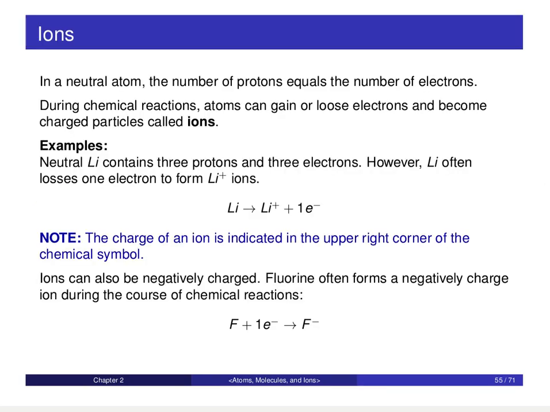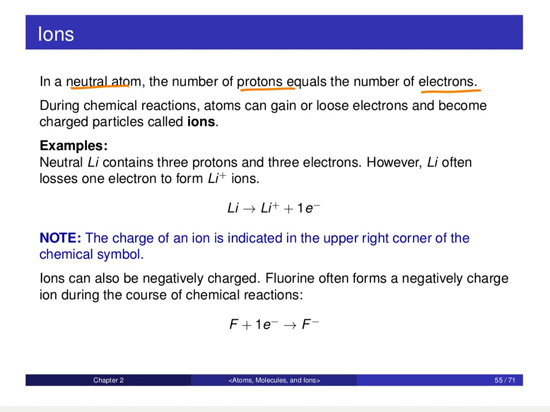So first up, ions. To understand what an ion is, we have to remember that in a neutral atom, the number of protons equals the number of electrons. So there's a balancing of charge, and if there's an equal number of positive and negative charges, then the net charge is zero. And of course, you have a neutral atom in this case.